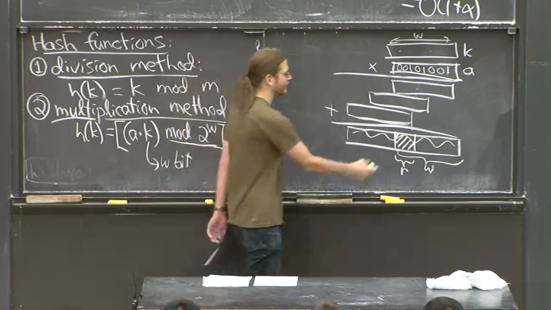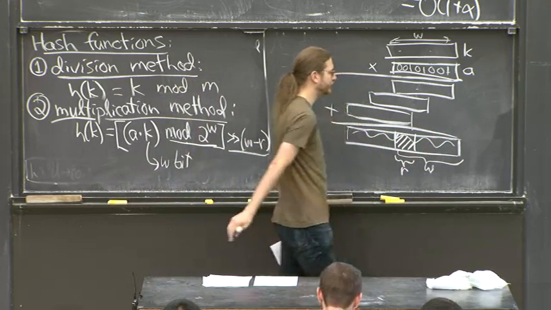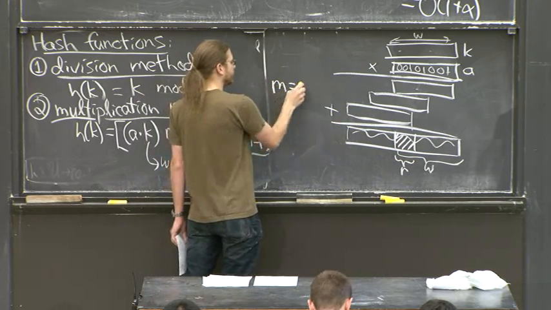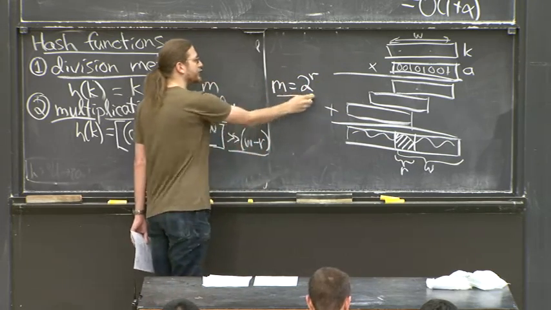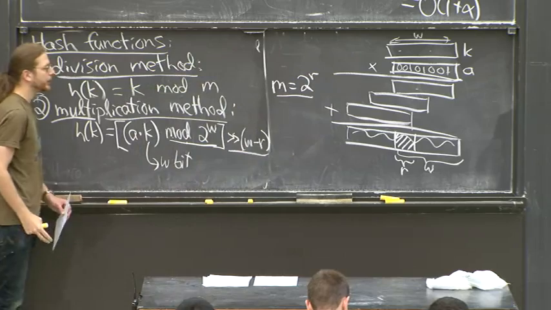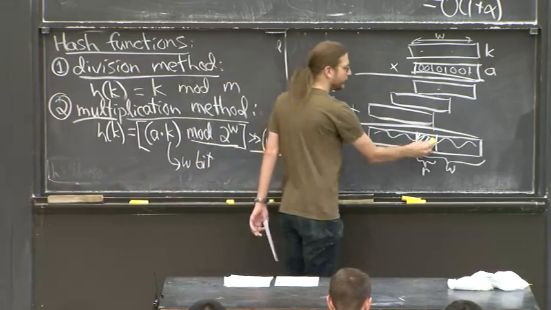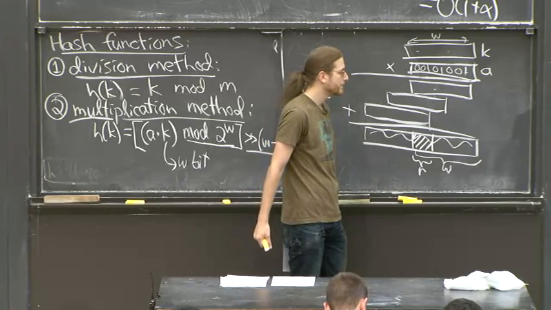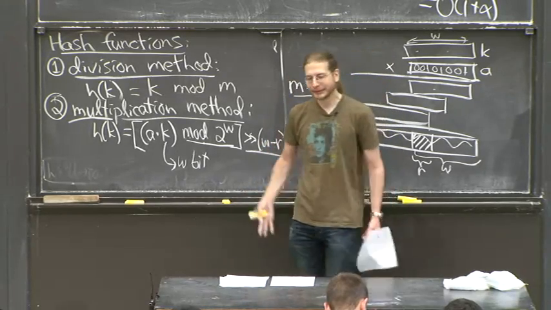Because I shift right here, I get rid of all these guys. Let's say m is 2 to the r. So I'm going to assume here I have a table of size a power of 2. And then this number will be a number between 0 and m minus 1. OK? Why does this work?